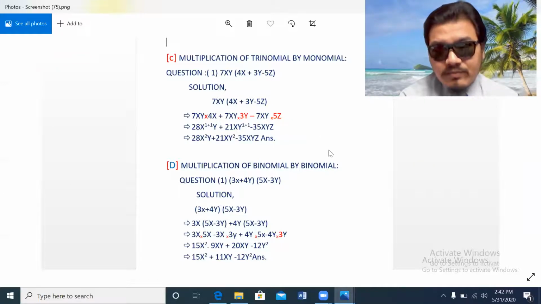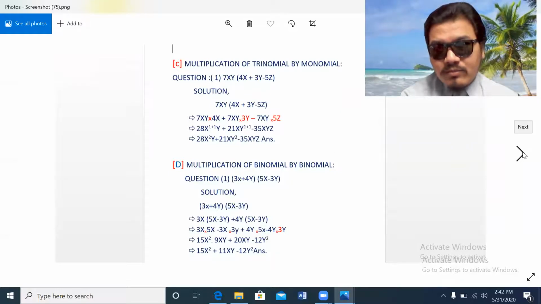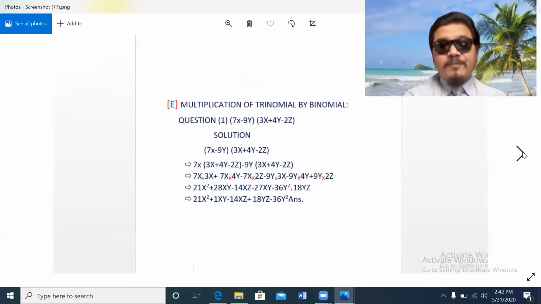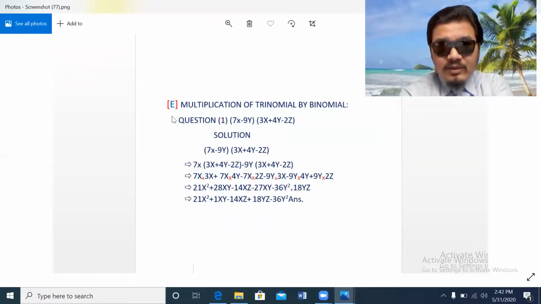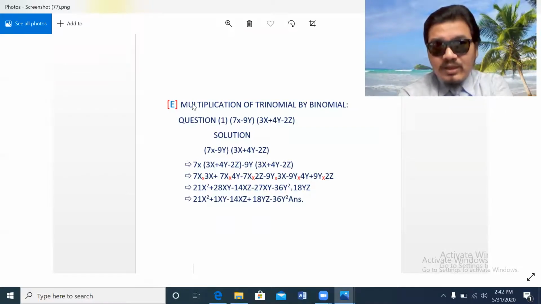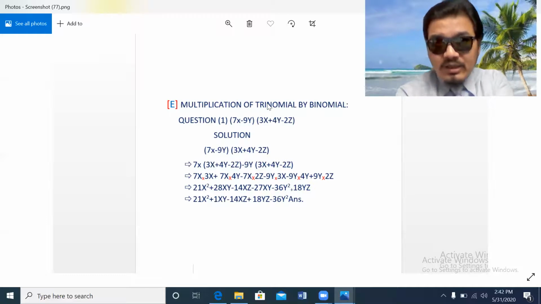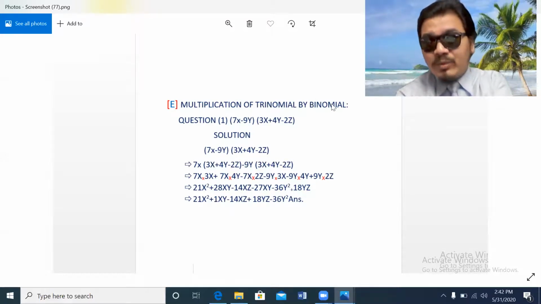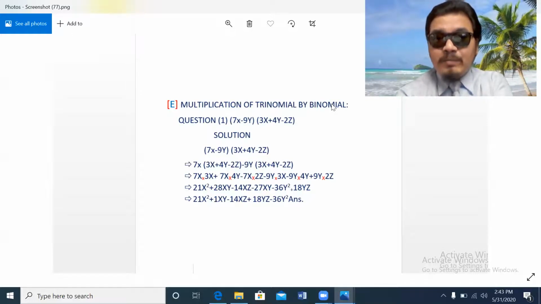See here, look at the topic. This is the multiplication of trinomial. How to multiply a trinomial by a binomial, meaning how to multiply an algebraic expression having three terms by an algebraic expression having two terms.